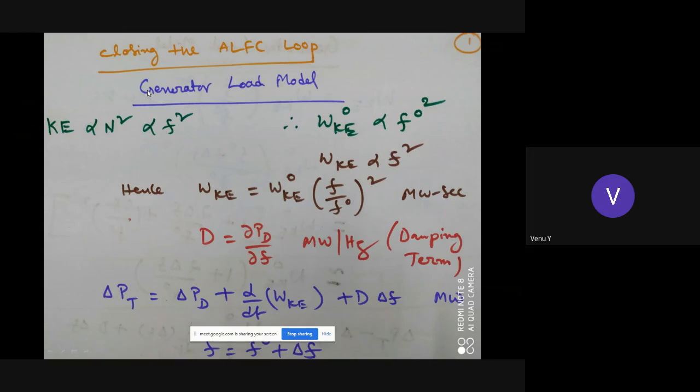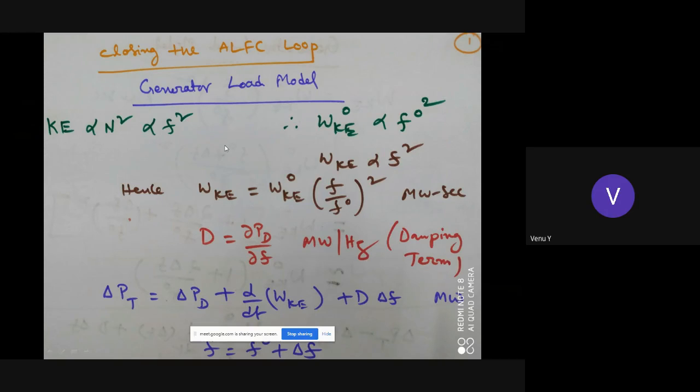Now, let me explain the generator load model. In the previous classes, you understood the governor model and the turbine models. Now, let me close the LFC loop. For that, the generator load model is quite essential, in which generator means synchronous generator.